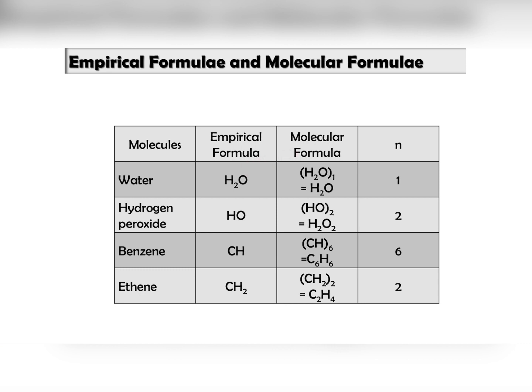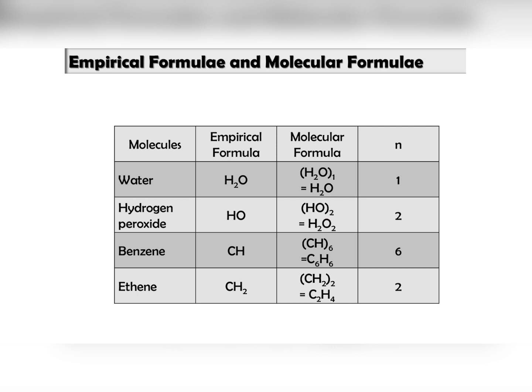Let's have a look at hydrogen peroxide. So hydrogen peroxide, the formula is H2O2. Okay, so we can simplify it into simplest ratio and the empirical formula will be HO. Okay, how to write the molecular formula? It is HO bracket n, which is the integer n is 2. And you will get the molecular formula is H2O2.